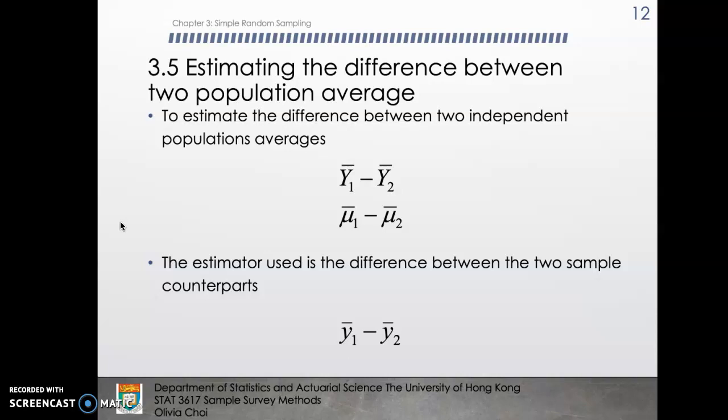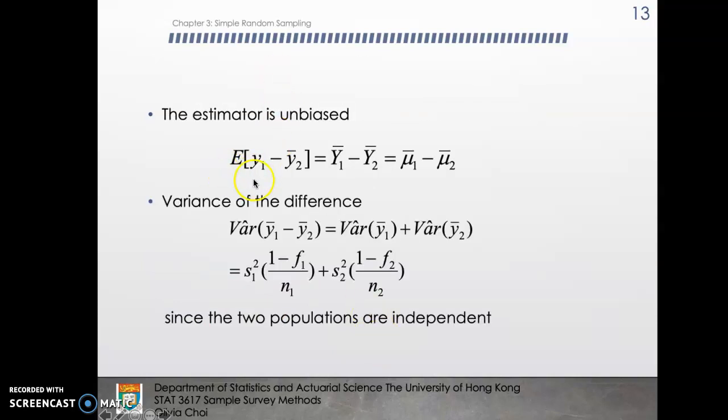So y1 bar minus y2 bar estimates mu1 minus mu2. We can use y1 bar from the sample, subtract the sample y2 bar, to estimate the difference. Since they are unbiased estimators, the expected value of y1 bar minus y2 bar is exactly mu1 minus mu2. They are the unbiased estimator.